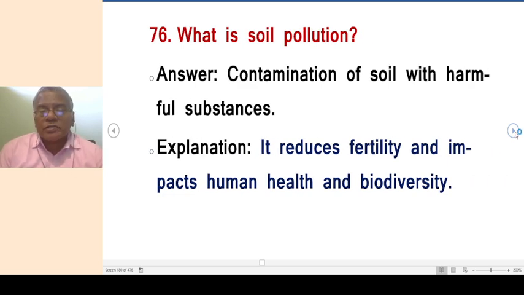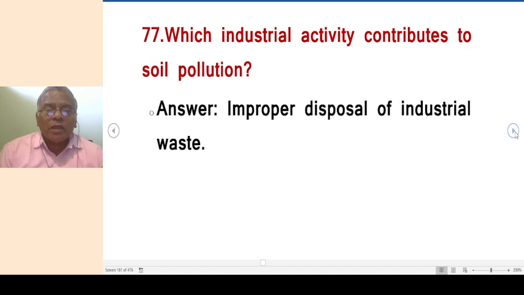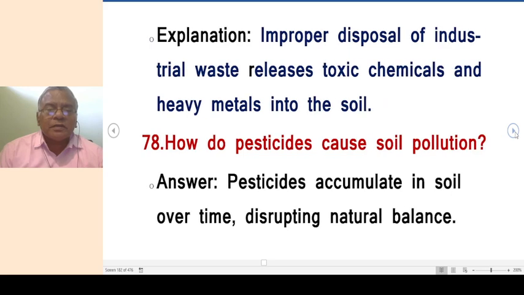What is soil pollution? Some questions we can ask. Contamination of soil with harmful substances. It reduces fertility and impacts human health and biodiversity. Which industrial activity contributes to soil pollution? Improper disposal of industrial waste. Improper disposal of industrial waste releases toxic chemicals and heavy metals into the soil.